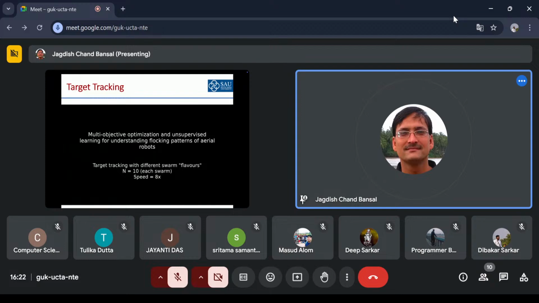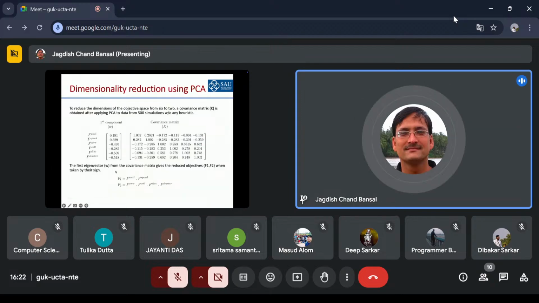Okay, so this is a multi-objective optimization problem and unsupervised. We have used PCA, principal component analysis, and this is the outcome of the PCA. We found these 2 objectives which can be separated. So out of the 6 objectives, we made 2 objectives. These are the 6 objectives, and of course, these both are to be maximized, and these both are to be minimized. So we multiplied them. Okay.